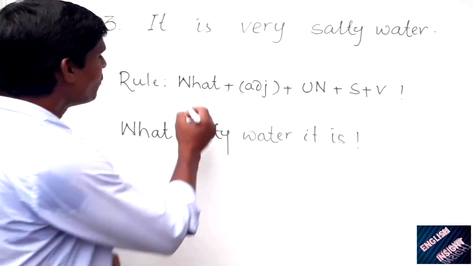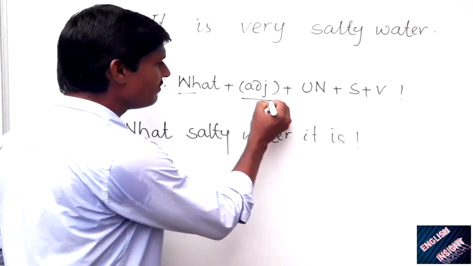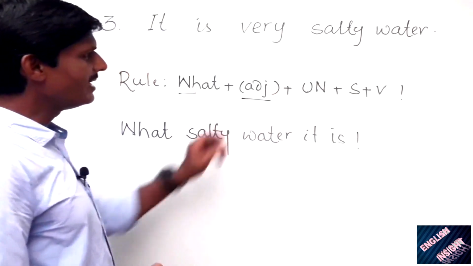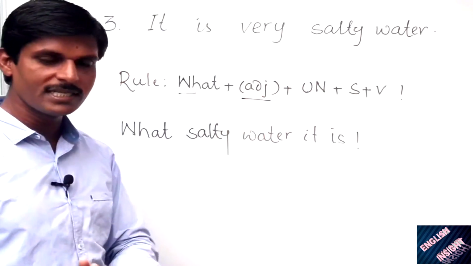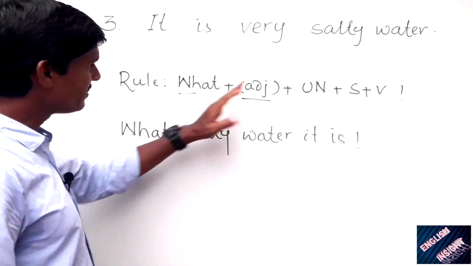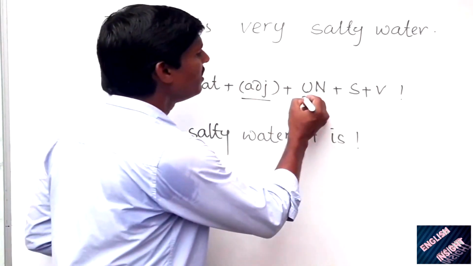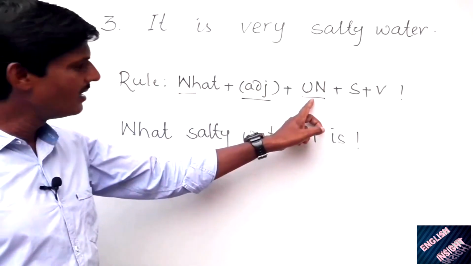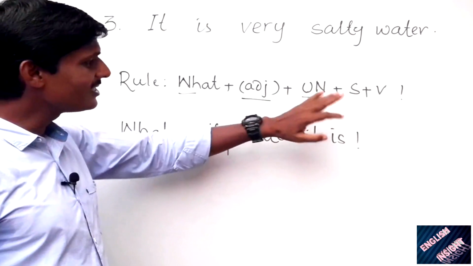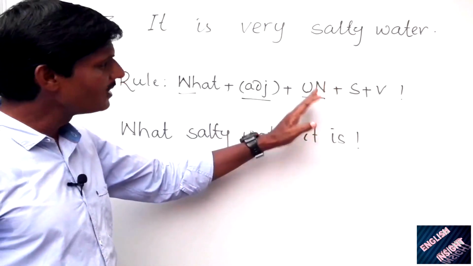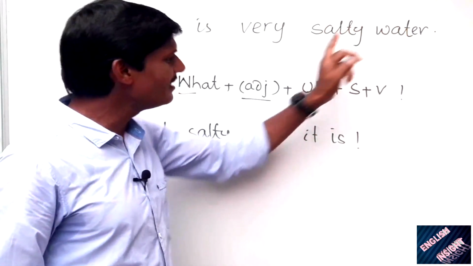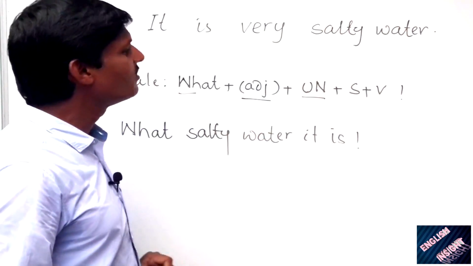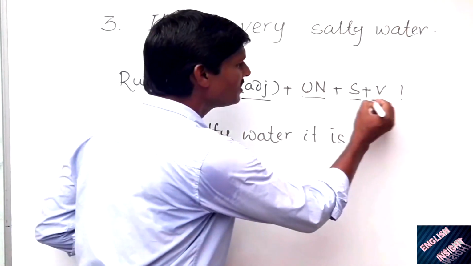The rule is what plus adjective. It's bracketed here. If there is an adjective, we should use it. If there is no adjective, we should not use it. What plus adjective plus uncountable noun. In rule number 2, it was plural countable noun. In rule number 3, there is no plural countable noun, so only uncountable noun is here. So we should use uncountable noun plus subject plus verb.